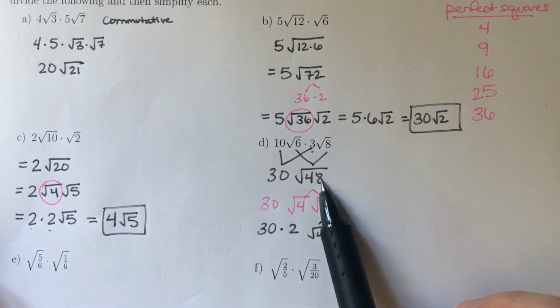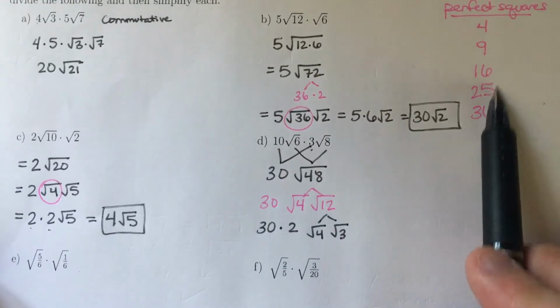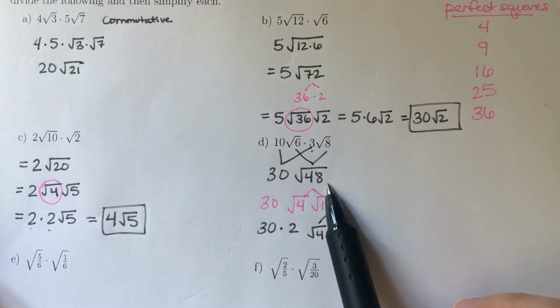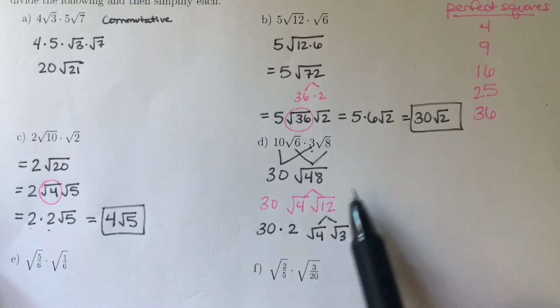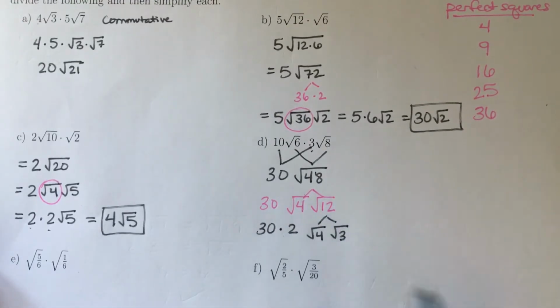16 goes into 48. And if you see a larger perfect square that goes into a number, that's always going to make your work more simplified and go quicker. But if I didn't see it, not a big deal. I still get there.